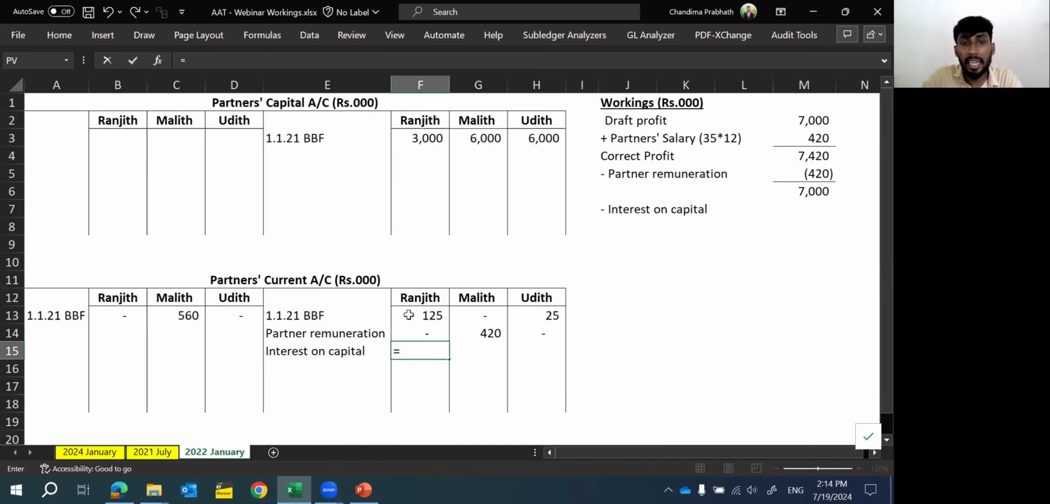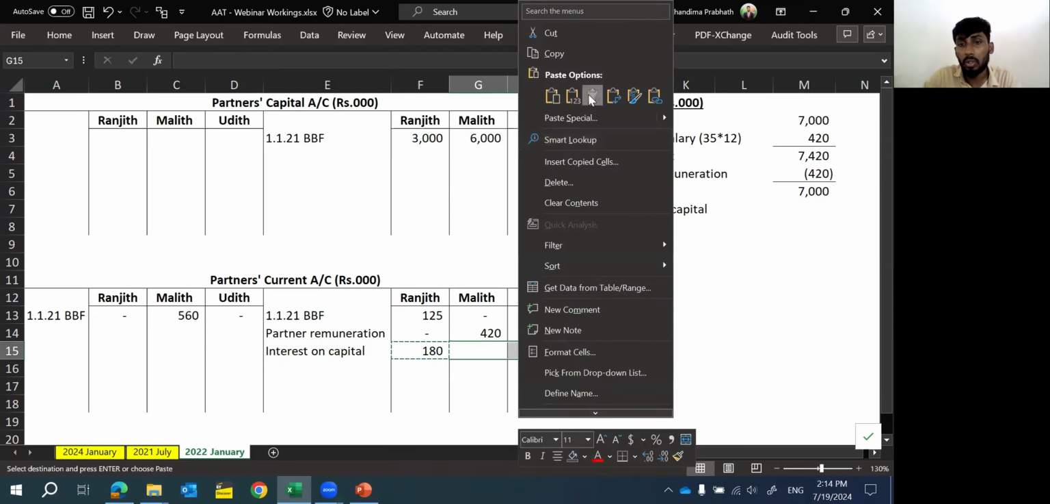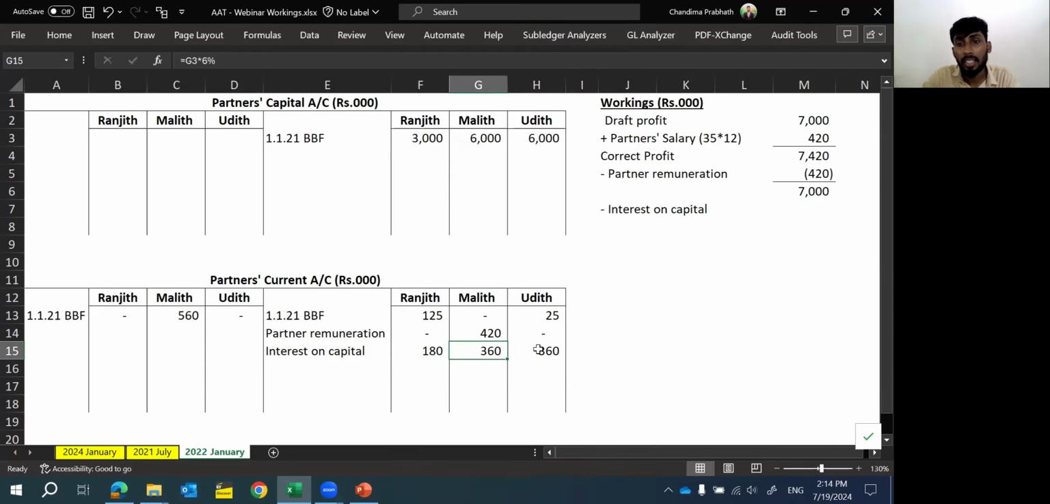So how are we crediting the partner's current account? The balance 3,000 into 6% is 180. 6,000 into 6% is 360. Again, 6,000 into 6%, 360. Altogether, it is 720 total interest on capital. That means out of the profit of 7,000, we appropriate 720 as interest on capital.